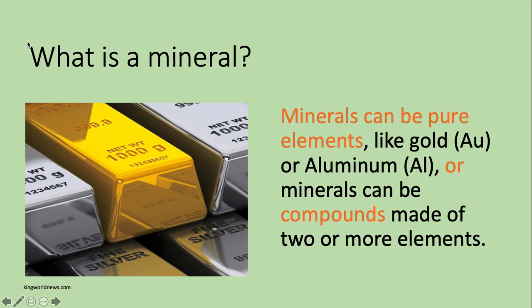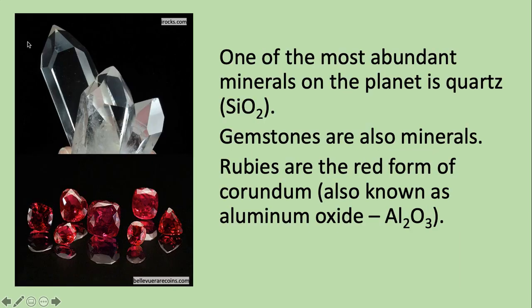Minerals can be pure elements, like gold or aluminum, or minerals can be compounds, which are made of 2 or more elements. One of the most abundant minerals on the planet is quartz, the chemical formula for which is SiO2. Gemstones are also minerals. Rubies are the red form of corundum, known as aluminum oxide, Al2O3, 2 aluminum atoms and 3 oxygen atoms bonded together.